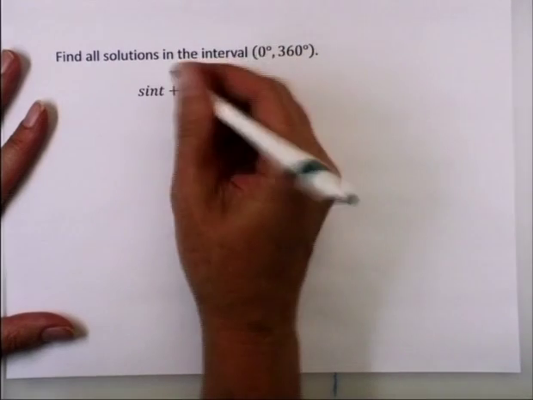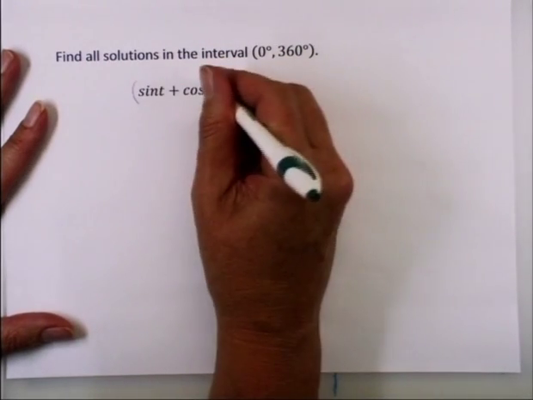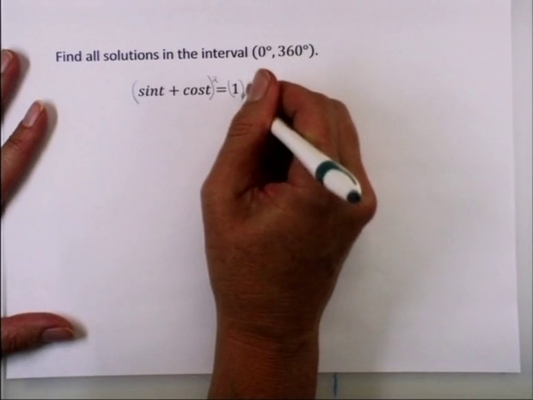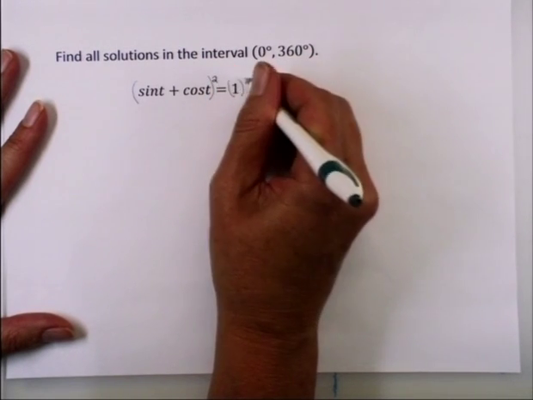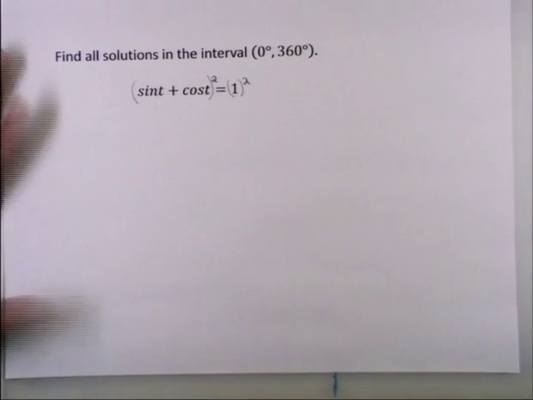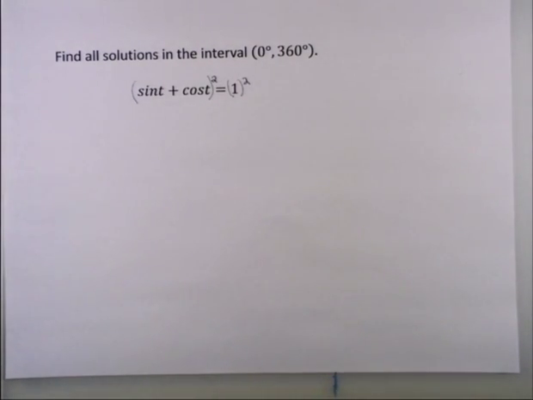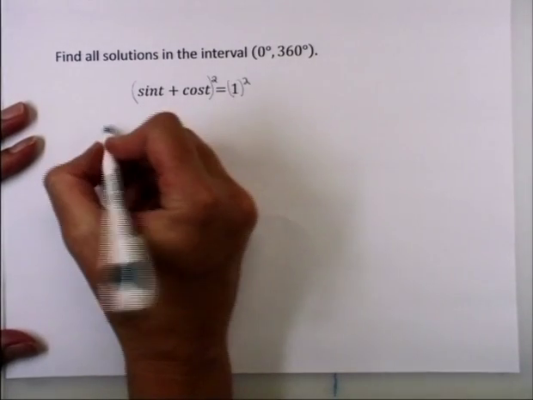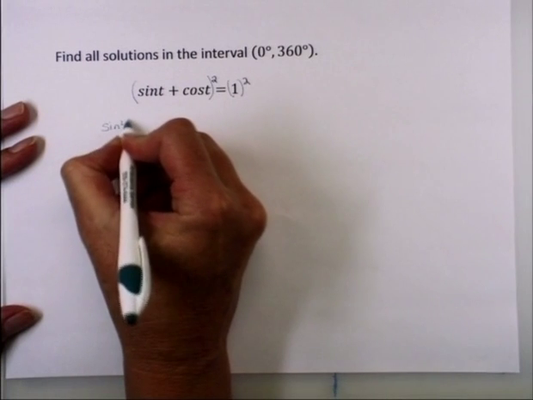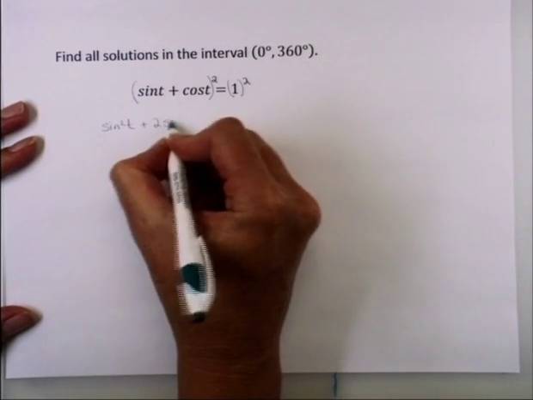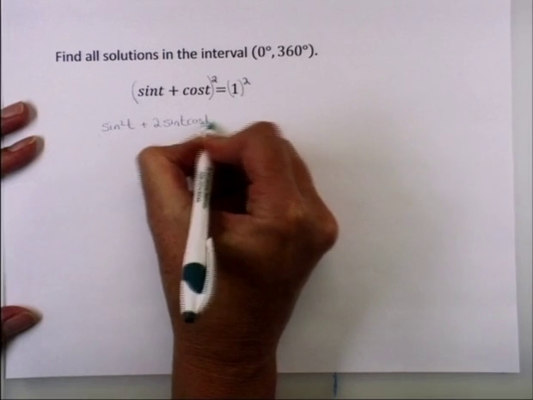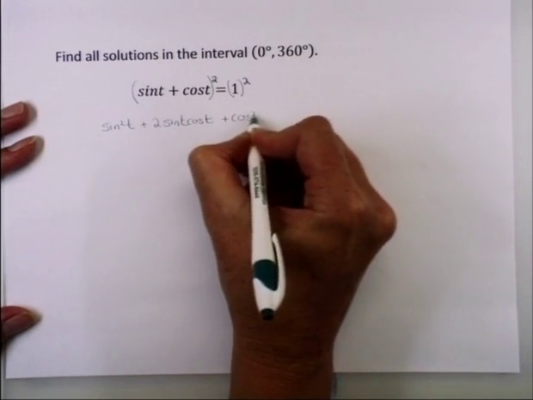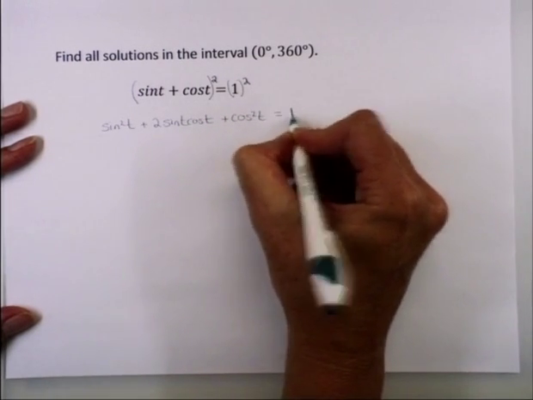So on this one, I'm going to start by squaring it. Now this is a strategy that you can use, but you have to be careful because when you square both sides of an equation, you introduce potential extraneous solutions. So it's possible that the solutions I get to this problem might not all work. So I'm going to have to make sure I go back and check all of these. So when I square this out, I'm going to go ahead and just multiply this out, and I get sine squared of t plus 2 sine t cosine t plus cosine squared t equals 1.